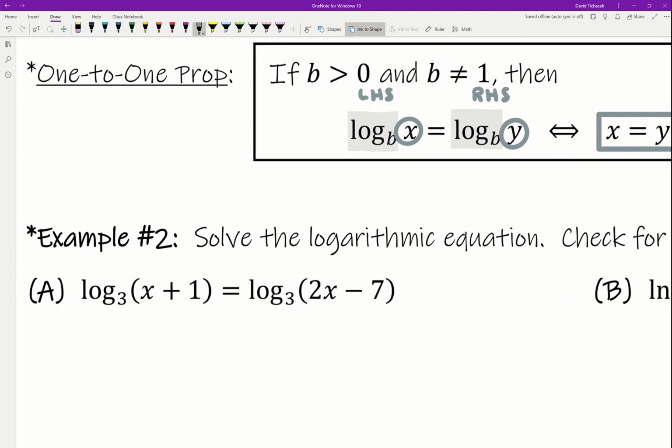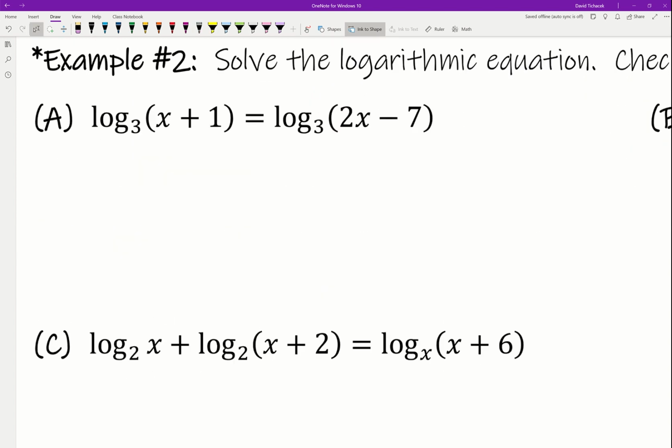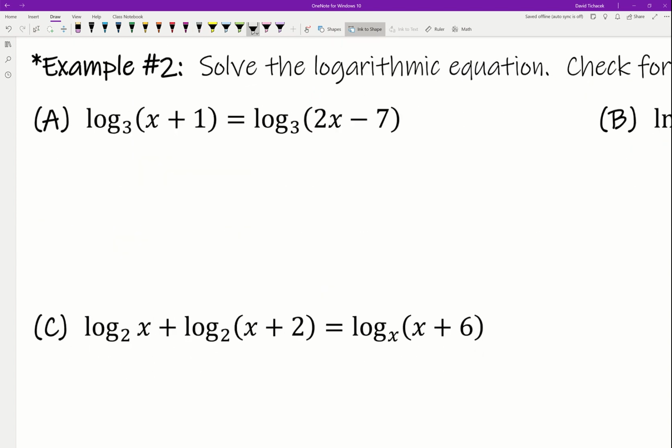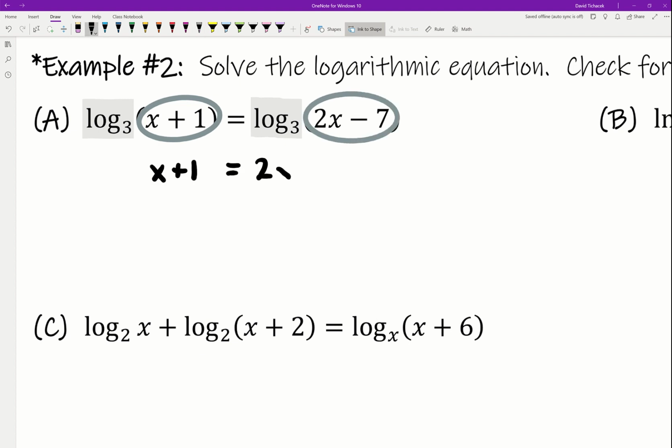So let's take a look at that. In example 2, part A, we see that same thing is going on. On the left-hand side, it's just a log base 3. On the right-hand side, it's another log base 3. And so for this, we can set these inputs equal to each other and then solve from there. So we're going to set the x plus 1 on the left equal to the 2x minus 7 on the right. And the reason that is allowed is because it's a log base 3 on both sides. If it was a different base on each side, we would have to use a different strategy for solving that type of equation.